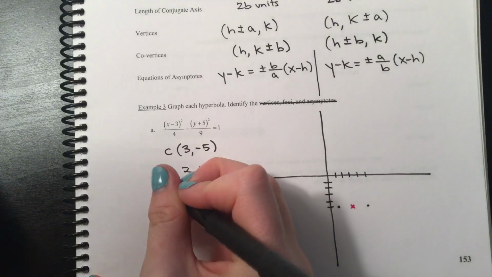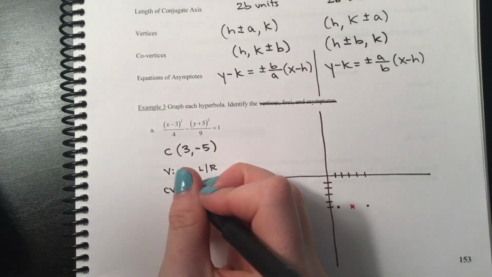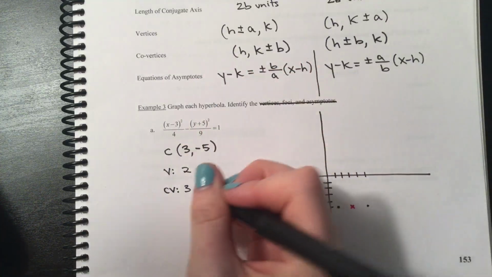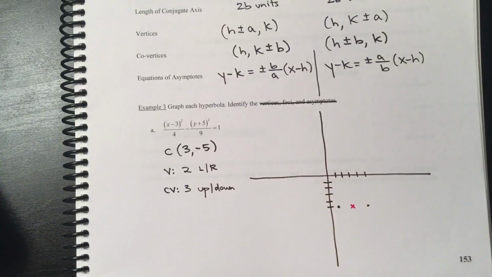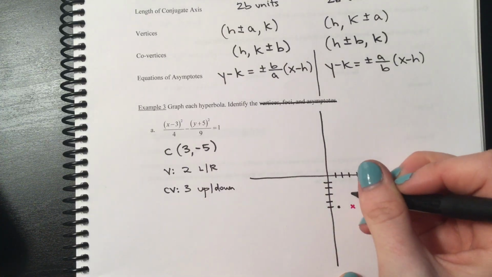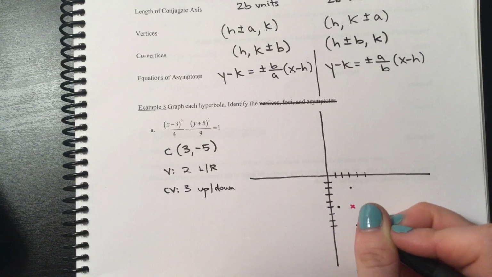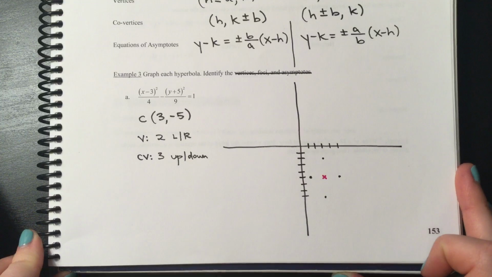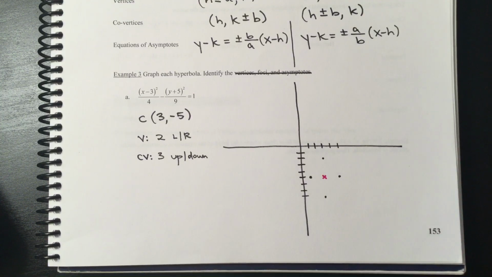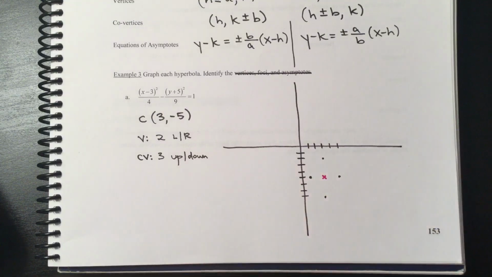All right, and then for my co-vertices, underneath the y, I see a 9. Square root of 9 is 3. And because it's under the y, we know it's an up and down movement. Okay, so from my center, I'm going up 1, 2, 3, put a little mark right there, and down 1, 2, 3, put a little mark right there. Okay, so follow my lead on these hyperbolas because this graphing is very strange. So I use these 4 dots and I make, remember that little dotted box.